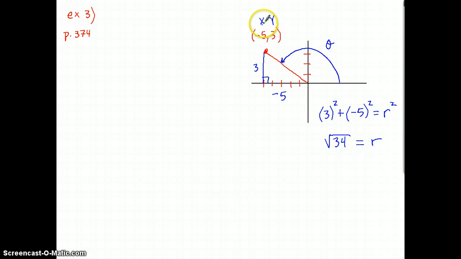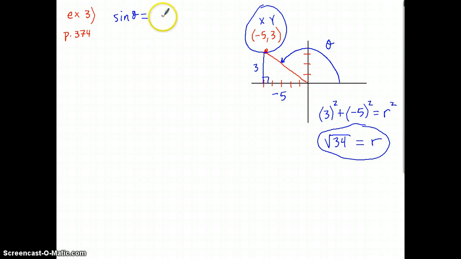Now, you guys, we have x, y, and we have r, which means that we have everything we need to write the 6 trig functions. Let's go ahead and write them out. We know sine corresponds to y over r. Y over r. So that means we have a 3 over the square root of 34. I'm going to rationalize my denominator, and that will give me 3 root 34 over 34.